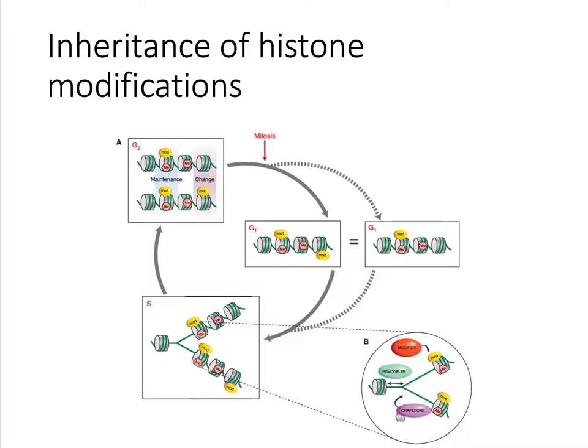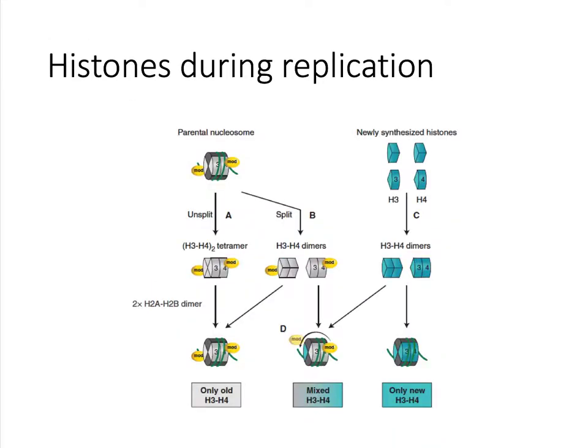We need remodelers that can move nucleosomes or evict them as needed. We need chaperones that can bring in new histones to form nucleosomes on the newly synthesized DNA. And we need modifying enzymes that can add whatever histone modification we need. First, let's consider what will happen to our nucleosome during replication. Typically, the nucleosome is split into two H2A, H2B dimers and the H3H4 tetramer. Sometimes, the H3H4 tetramer splits into two H3H4 dimers. If we just focus on H3 and H4, there are basically three options that can happen.